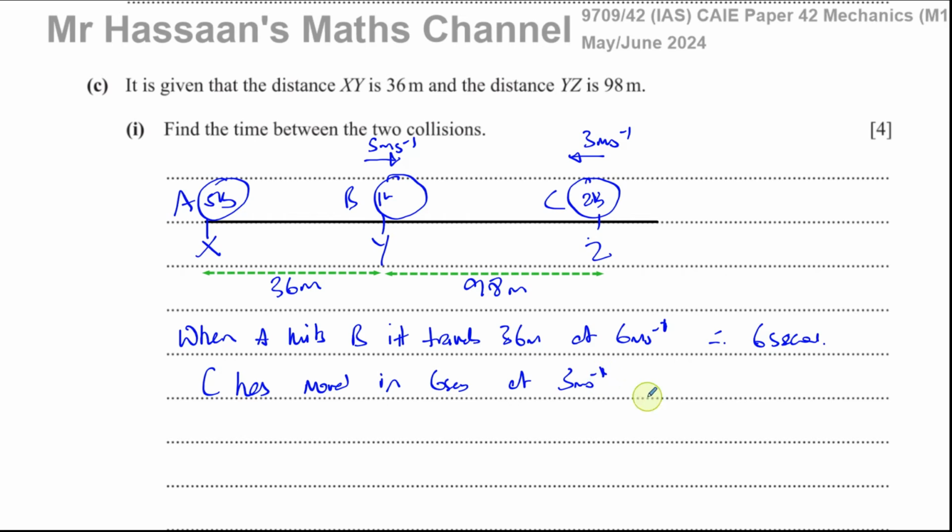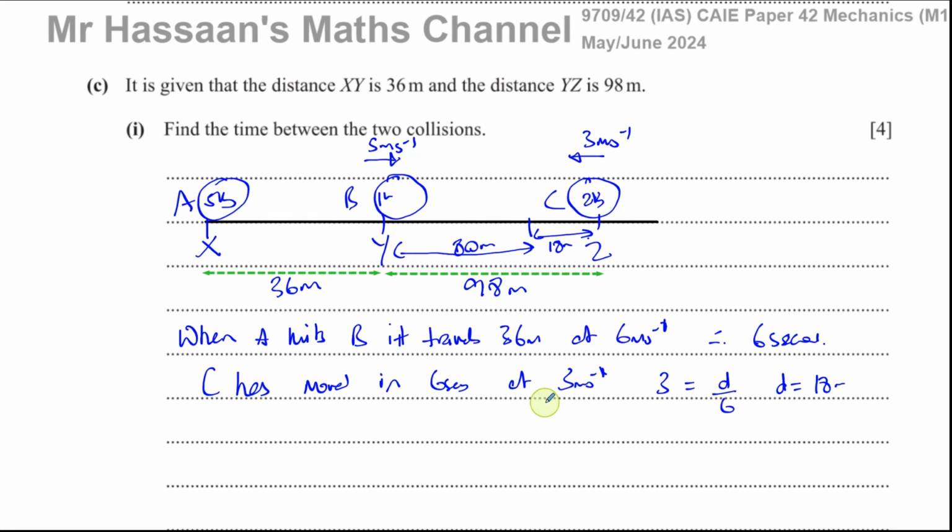How far? All right, so we can use its constant speed here. We know the speed equals distance over time. Why? Because it's constant speed. So his 3 is equal to the distance he's traveled over the time, which is 6. So the distance he's traveled is 18 meters. So C has moved 18 meters in this direction at the point when A hits B. Okay, so how much distance is left between them? 98 minus 18, which is 80 meters.